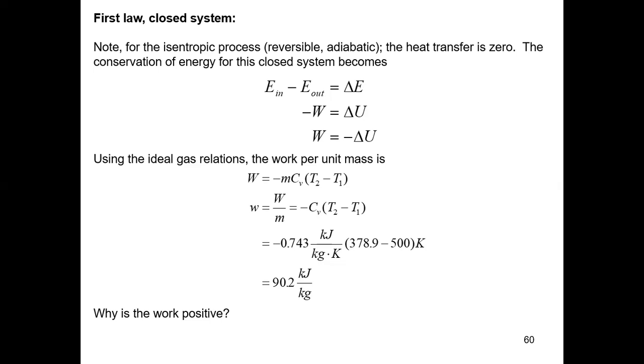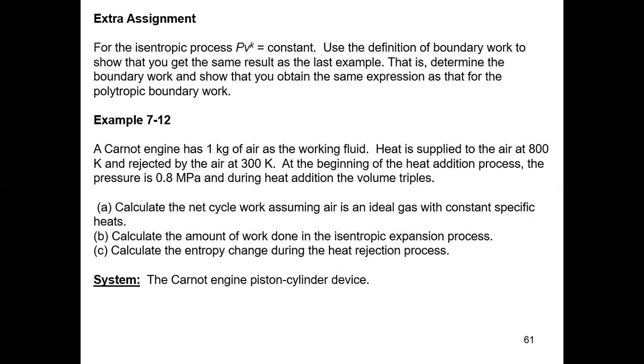Using ideal gas relation per unit mass, work is W is equal to minus m cv (T2 minus T1), that's the total work. So specific work per unit mass is W divided by m is minus cv (T2 minus T1). Substitute the values and the work is positive. For the isentropic process, PV raised to the power of K is constant. Use the definition of boundary work to show that you get the same results as the last example. So let's do the next problem.